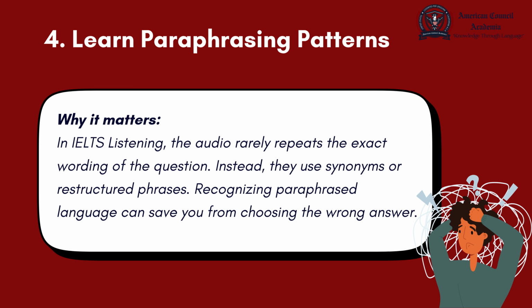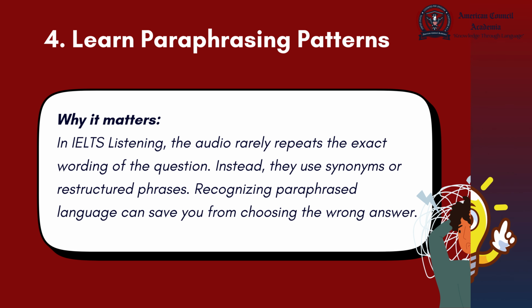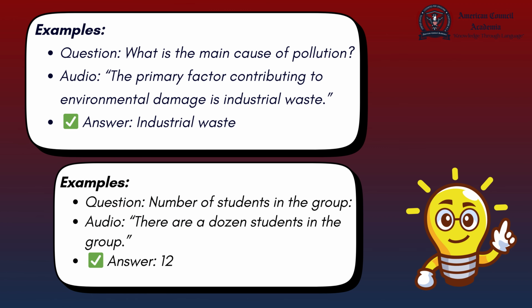Instead, they use synonyms or restructured phrases. This is where many students fall into traps. For example, if the question asks, "What is the main cause of pollution?" and the speaker says, "The primary factor contributing to environmental damage is industrial waste," your answer should be industrial waste.